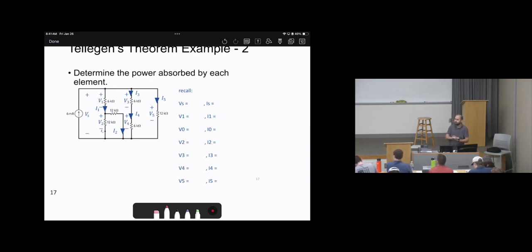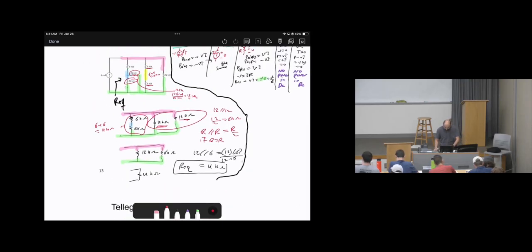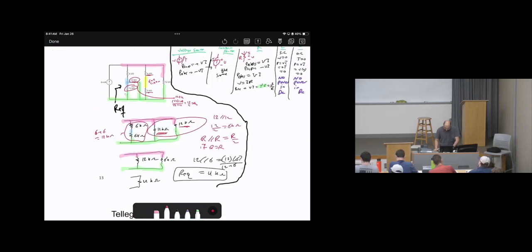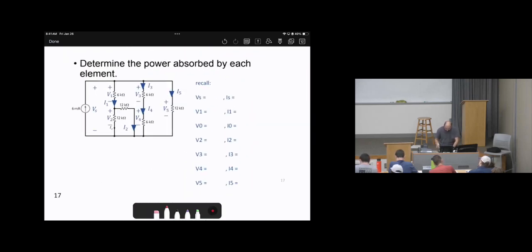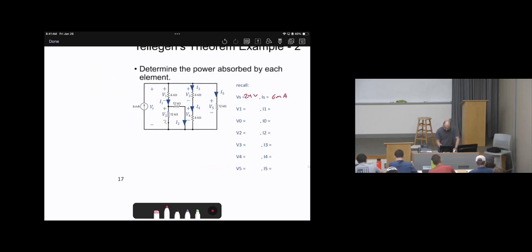This is the same circuit that we did in the second example. So V source, we calculated it as, where was it? It was 24 volts. I source is 6 milliamperes. For me, finding the currents is enough. We don't need to calculate all of the voltages. So basically, you can look at this circuit as 12 kilo ohms, 12 kilo ohms, 12 kilo ohms, and this is a current source.